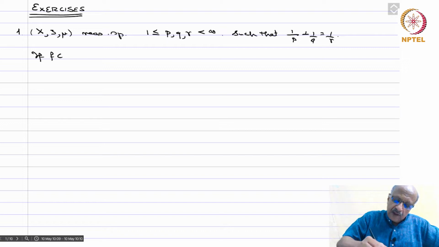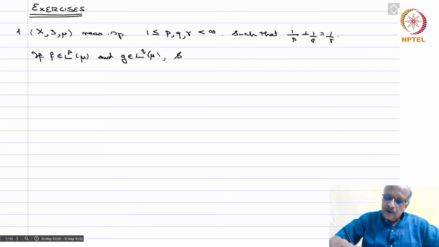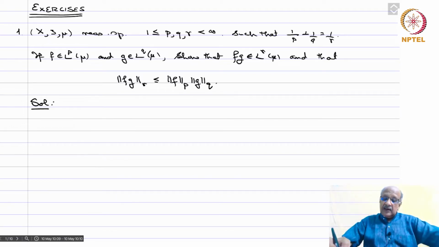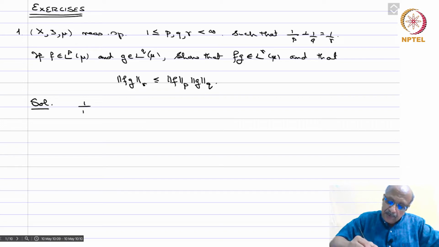If f is in L^p(mu) and g in L^q(mu), show that fg belongs to L^r(mu) and that the norm of fg in L^r is less than or equal to norm f_p times norm g_q. So this is just a generalization of the Hölder inequality. So you have 1 by p plus 1 by q equal to 1 by r. So this implies r is less than p and q.